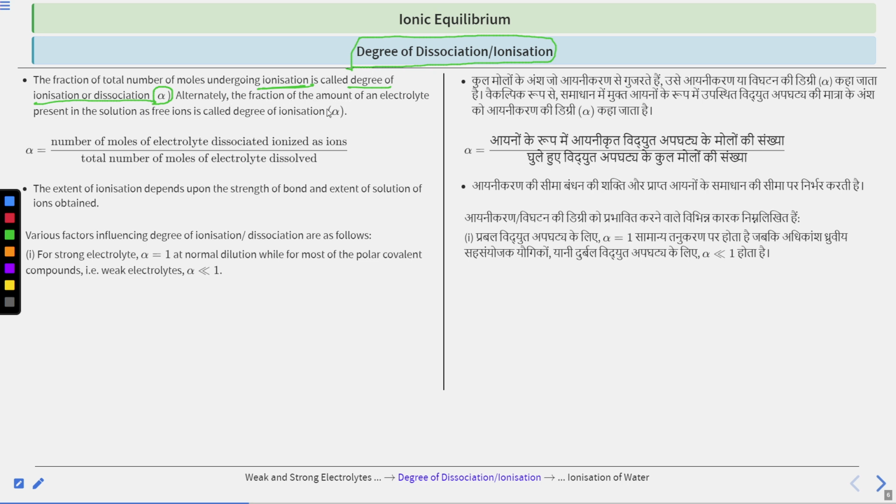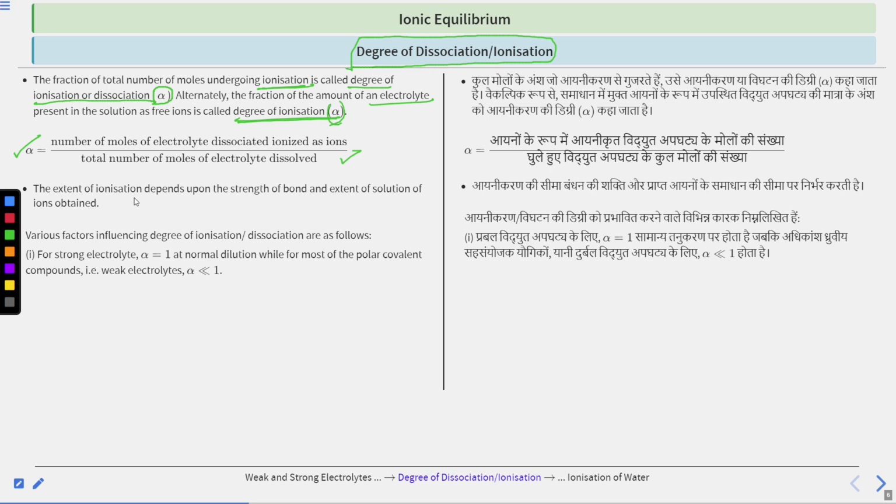Alternatively, the fraction of the amount of an electrolyte present in the solution as free ions is called the degree of ionization. It is also represented by alpha. You can write the formula of alpha this way: the number of moles of electrolyte dissociated or ionized as ions, divided by the total number of moles of electrolyte dissolved. By using this we can calculate alpha.